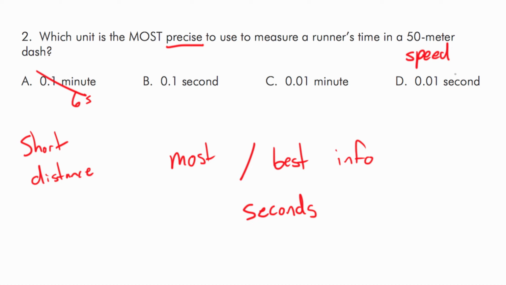And now it really gets into the 0.01 second. Well, this is going to be 1/100th of a second, and this is going to be 1/100th, so the same decimal, of a minute. In terms of precision, 1/100th of a second is more precise than 1/100th of a minute because this is the smallest amount that I can measure. This is actually quite small, very difficult to measure unless you have a stopwatch that is very accurate. So my answer choice is going to be D.